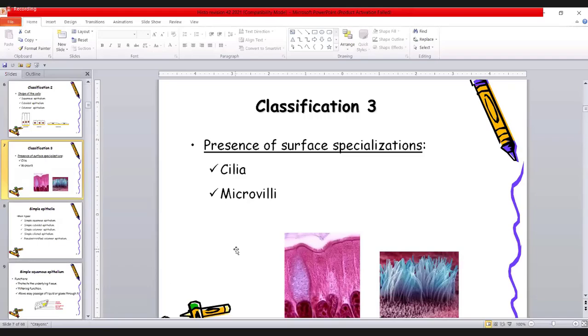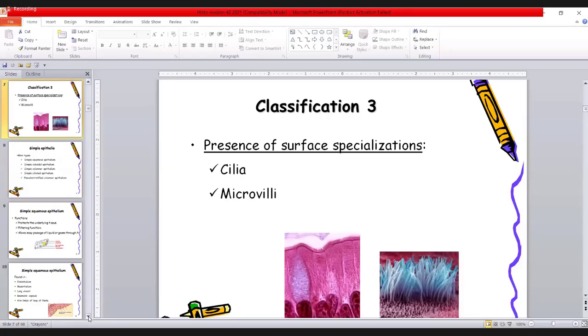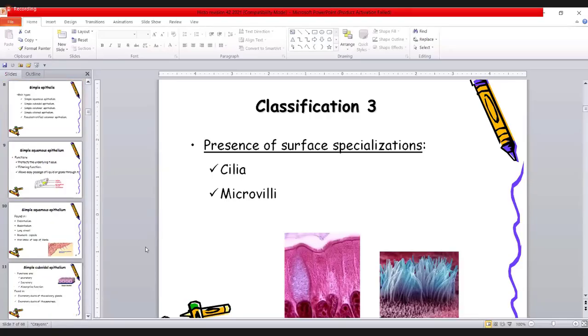Then give me functions of simple squamous epithelia. List a few functions, one or two. What is the function of simple squamous epithelia? Protection, absorption, yes, and filtration, yes. For example, in the kidneys, good. And give me examples. Where do you find the simple squamous epithelia? That you need to know by memory.